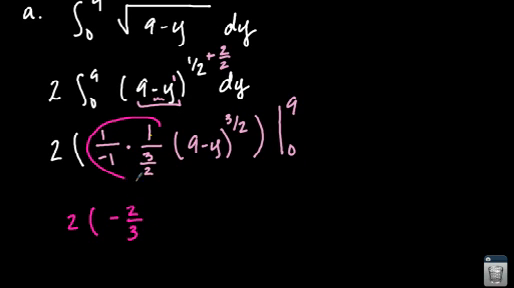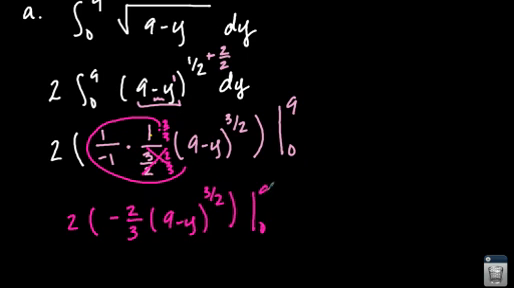This, when you multiply it together, equals negative 2/3, right? Because we're going to multiply this by its reciprocal to get it out of the denominator. So that's why we get a negative times a 2/3, to get negative 2/3 times (9 minus y) to the 3 halves, from 0 to 9.